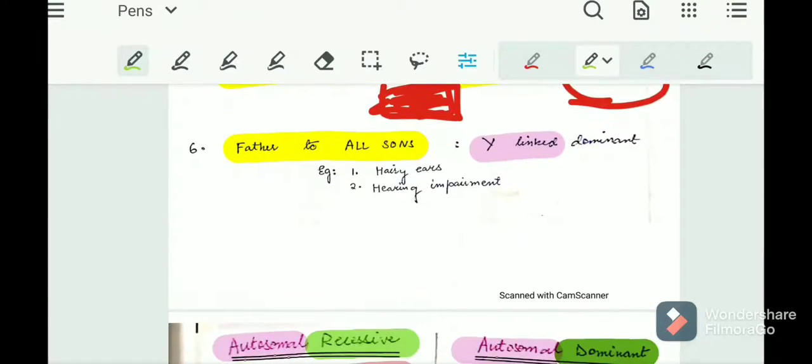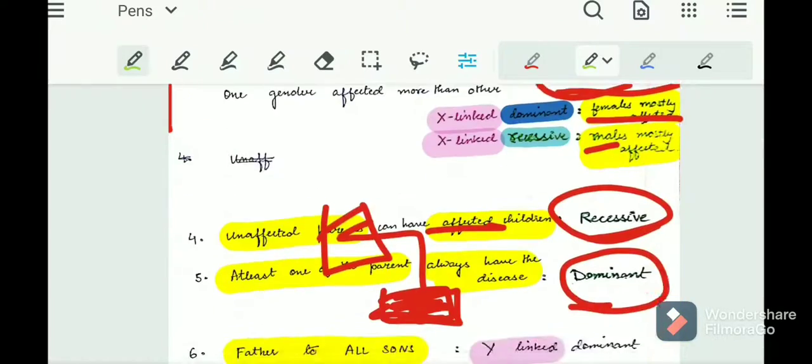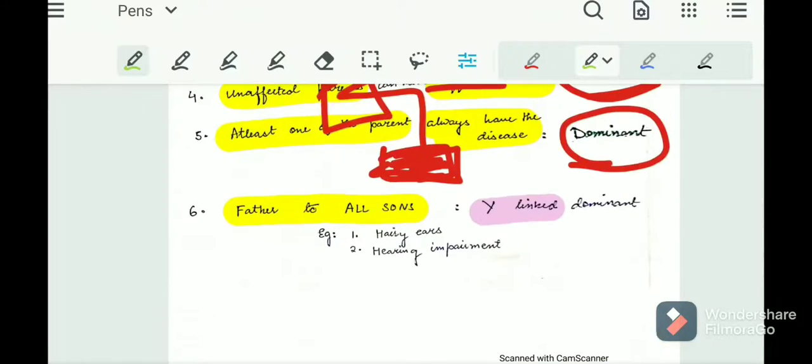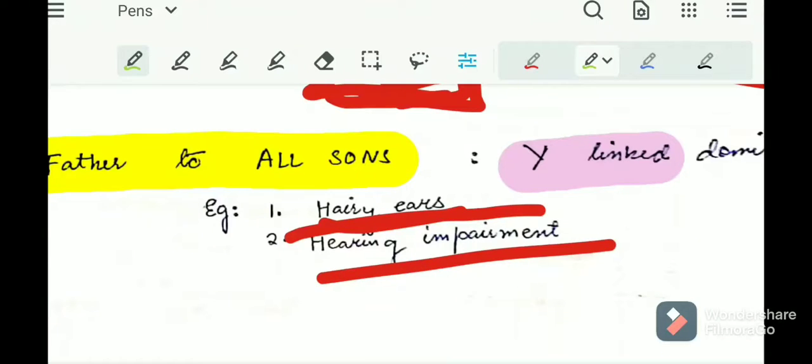Now if it is father to all sons, then that is Y-linked. Mother to all children is mitochondrial. Father to all sons, not daughters, only sons, so that is Y-linked, for example hairy ears and hearing impairment.